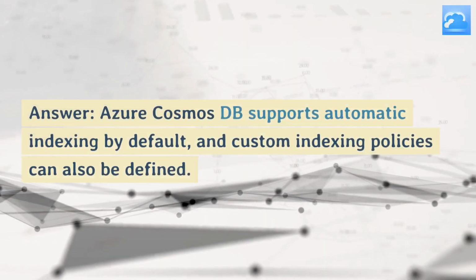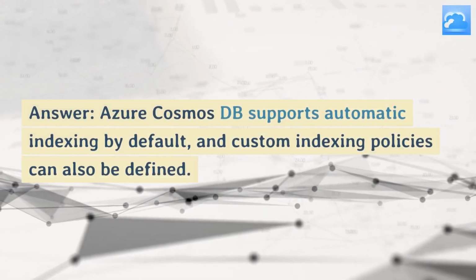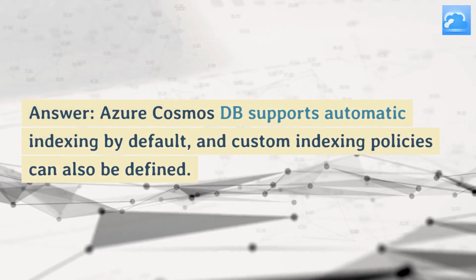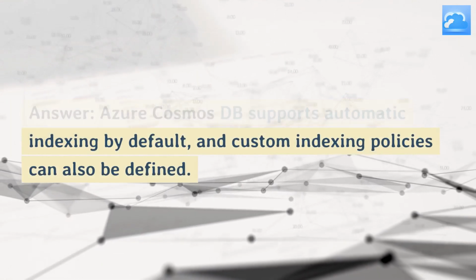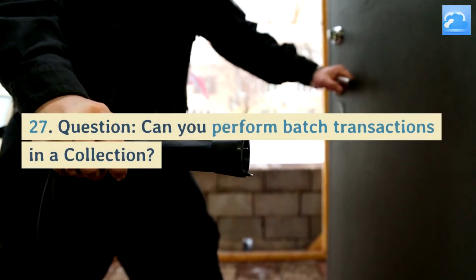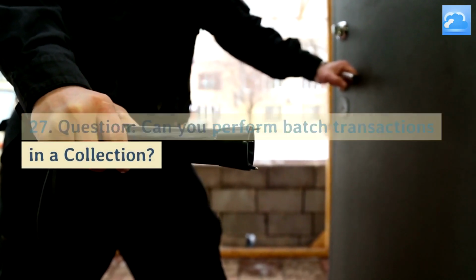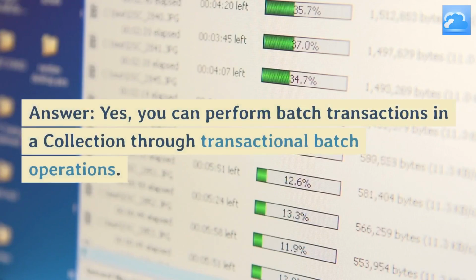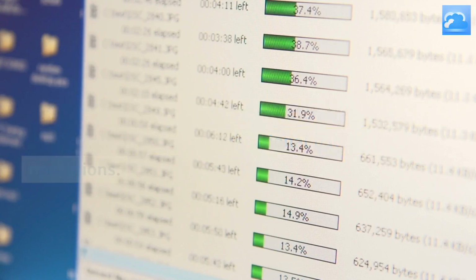26. Question: what types of indexing policies are available at the database level? Answer: Azure Cosmos DB supports automatic indexing by default, and custom indexing policies can also be defined. 27. Question: can you perform batch transactions in a collection? Answer: yes, you can perform batch transactions in a collection through transactional batch operations.